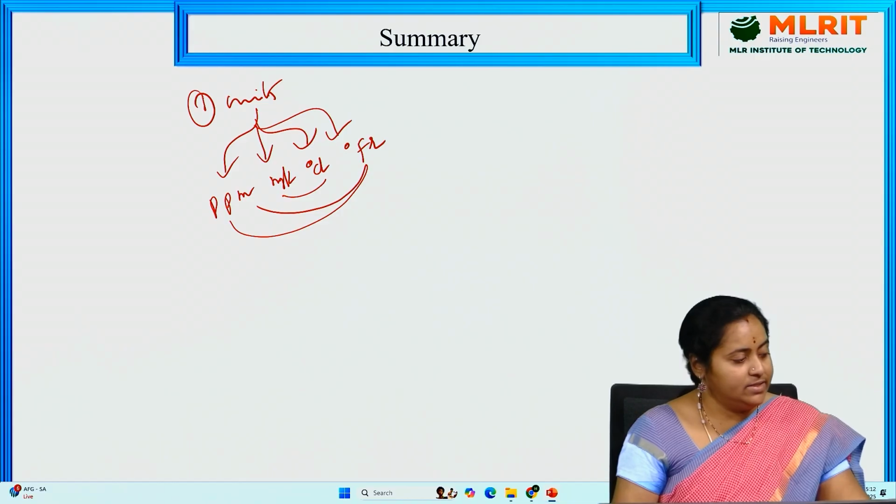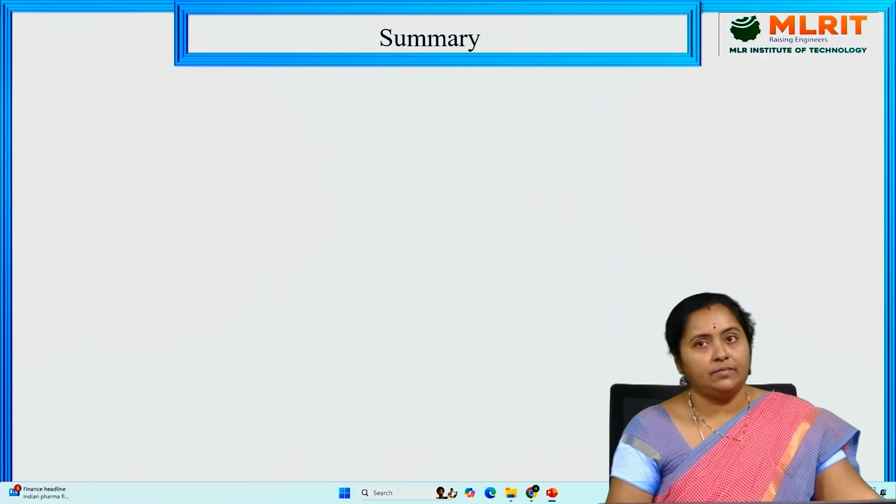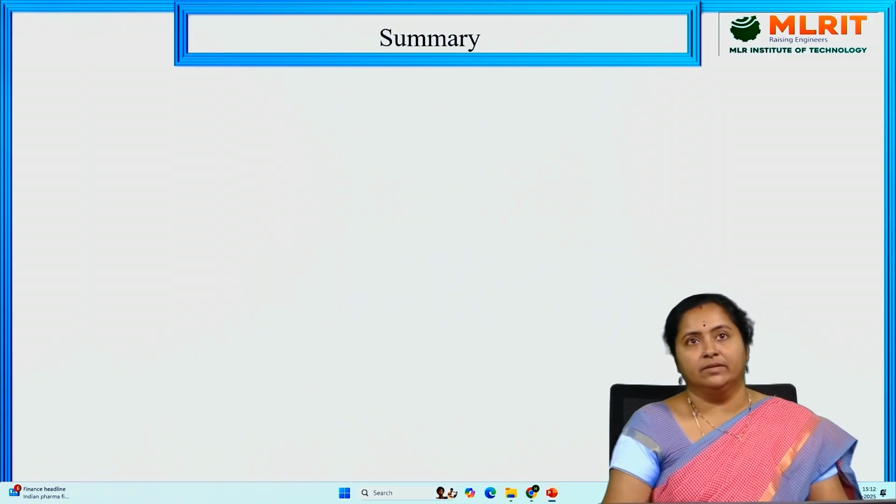So in the next class, we will learn how to estimate or find out the temporary and permanent hardness of the supplied water sample.